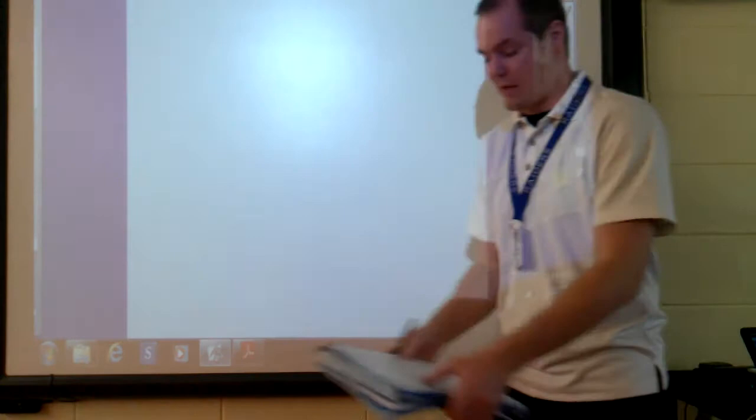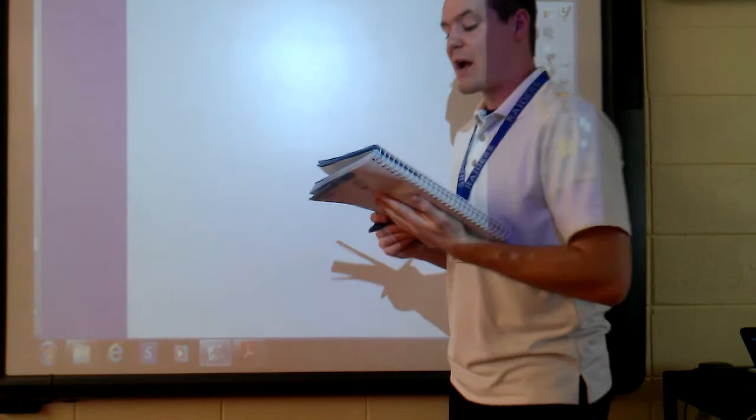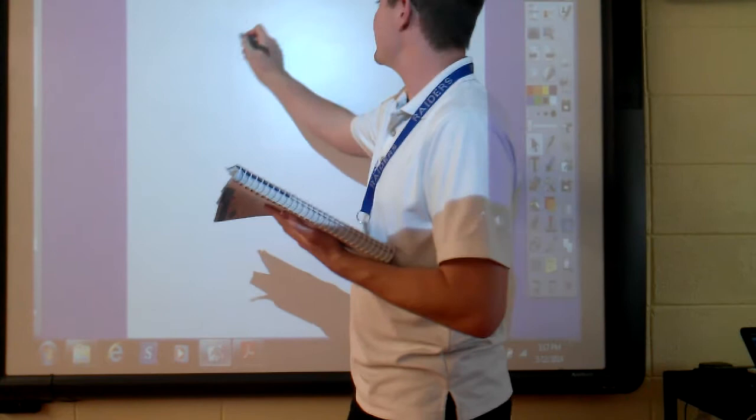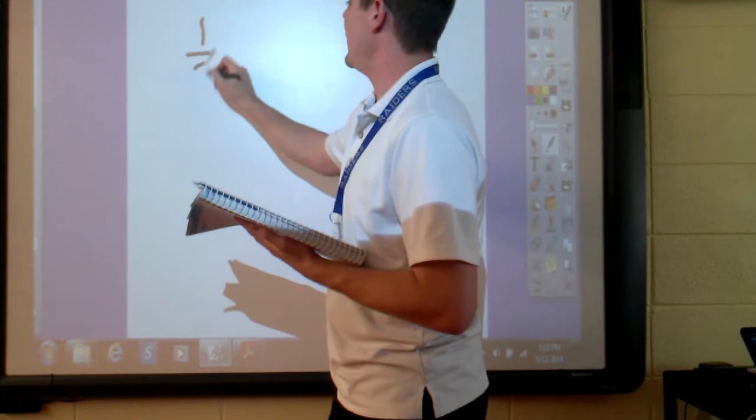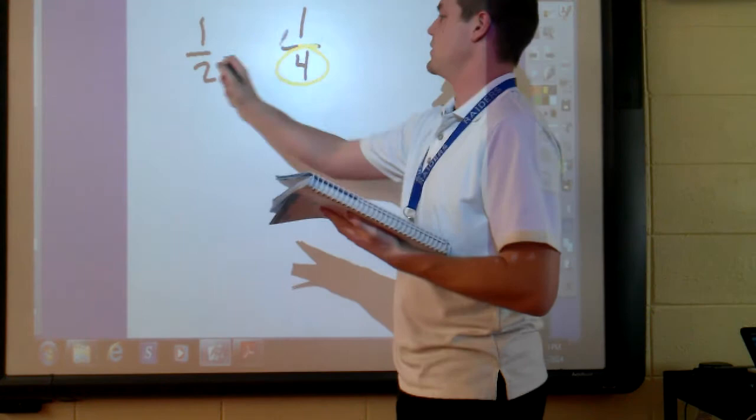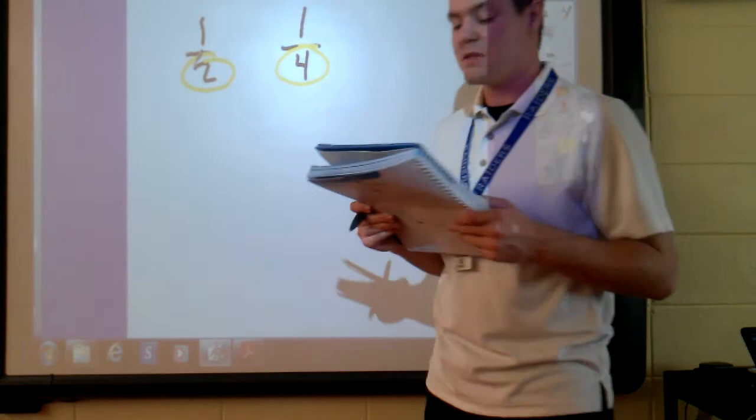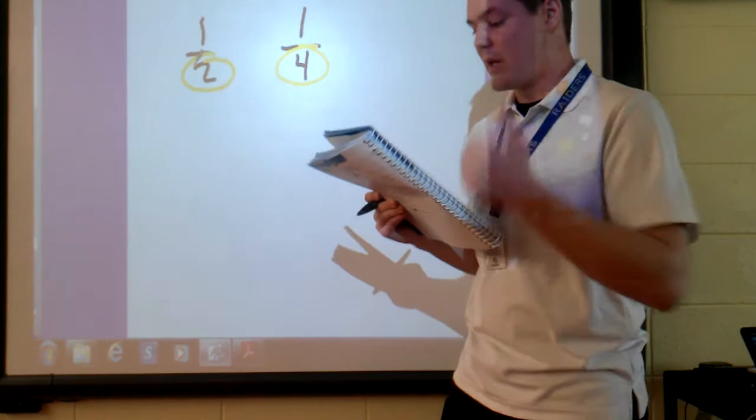Okay, so if you have your book, you can turn it to page 761. The new concept, it says, the fractions 1/4 and 3/4 have common denominators. The fractions 1/2 and 1/4 have different denominators. Of course, this is a 4, this is a 2. 1/2 and 1/4. To compare, add, or subtract fractions that have different denominators, we first change the name of one or more of the fractions so they have common denominators.